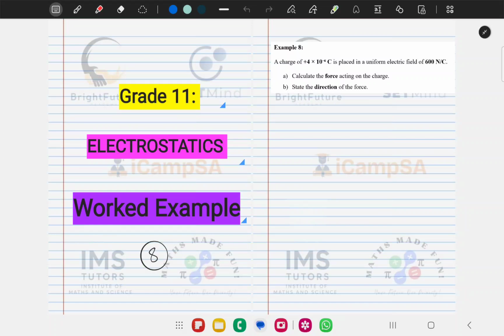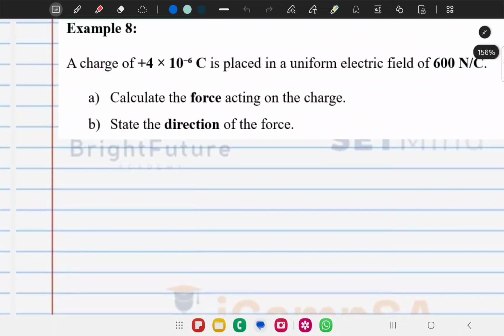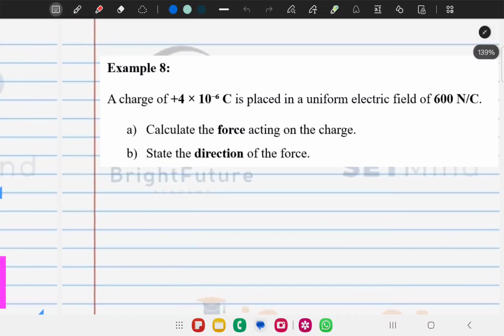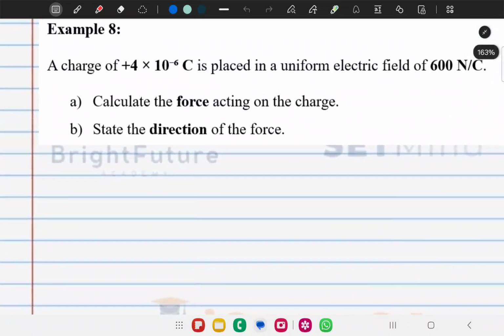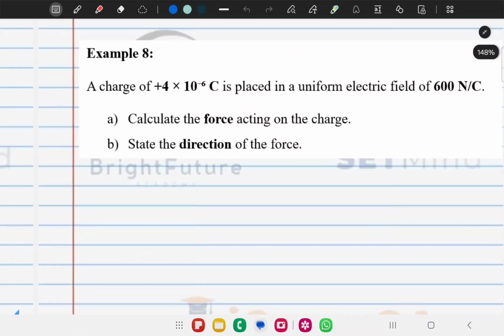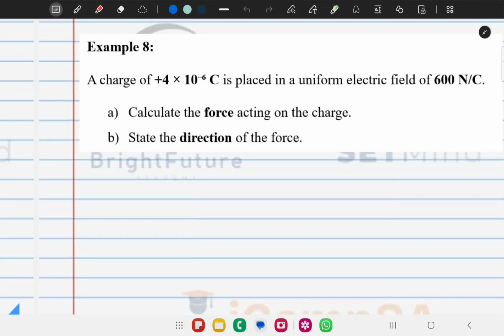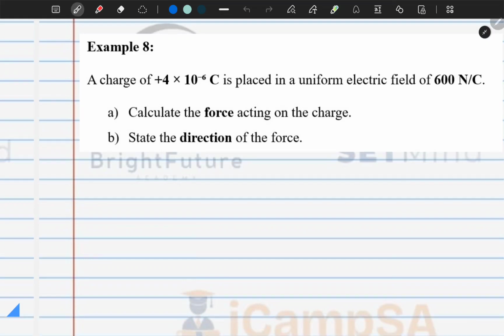So now we'll be doing example 8 where we're trying to calculate the electric field. This is one of a few classical examples where you can use a formula straight away. In this case we are given a charge. It's a positive charge. You know what that means? It means it has excess protons and fewer electrons, right? It has more protons than it has electrons. And then it's in a uniform electric field of that magnitude.